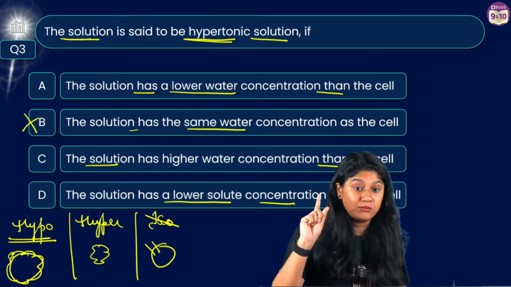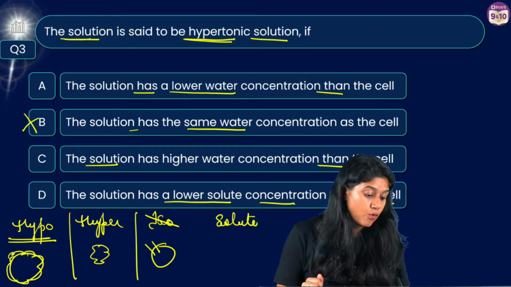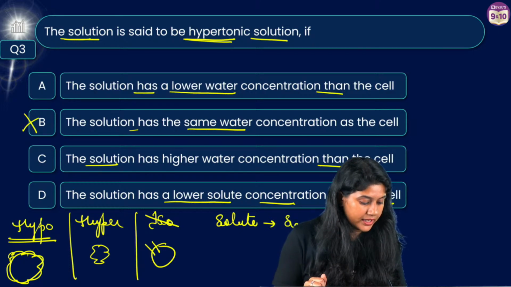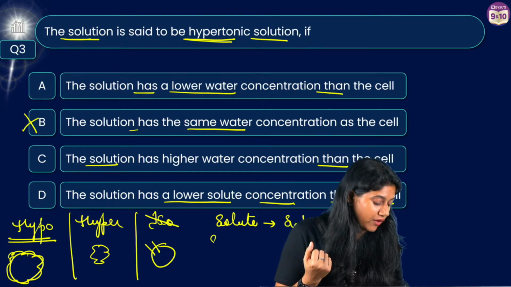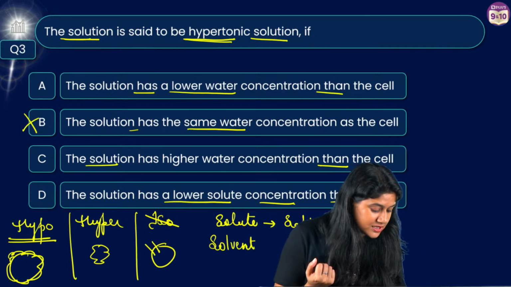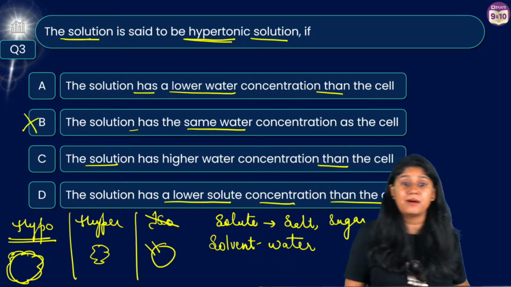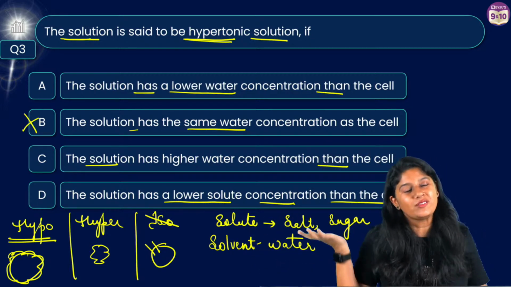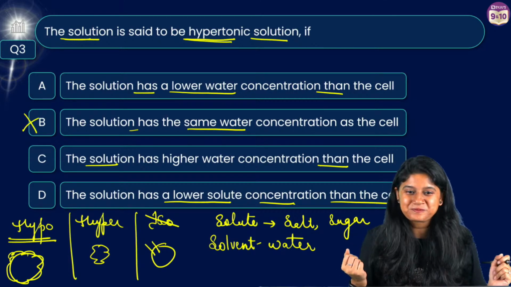We know that one more important thing. We have solute. What is solute, everyone? Like salt or sugar that we are adding into the solvent. Where are we adding it? We are adding it into the solvent, and in this case, what is the solvent that we are talking about over here? We always say water is a solvent, right? Because in the water we are adding something.